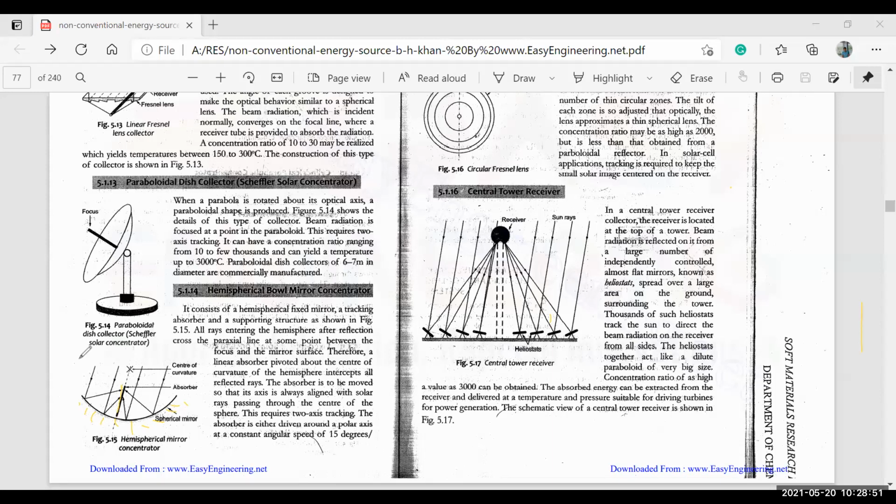Somewhere you could see the parabolic part. In many ways you will be seeing this central tower receiver. So these are in common practice.